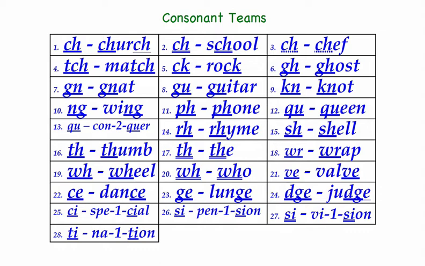DGE is a three-letter consonant team that represents the sound j, as in judge. It must have a short vowel directly in front of it. CI, SI, and TI all represent the sound sh at the beginning of the second syllable or any syllable after the second syllable in a word. The examples here are for CI, special, for SI, pension, and for TI, nation. SI also represents a second sound, zh, as in the word vision.